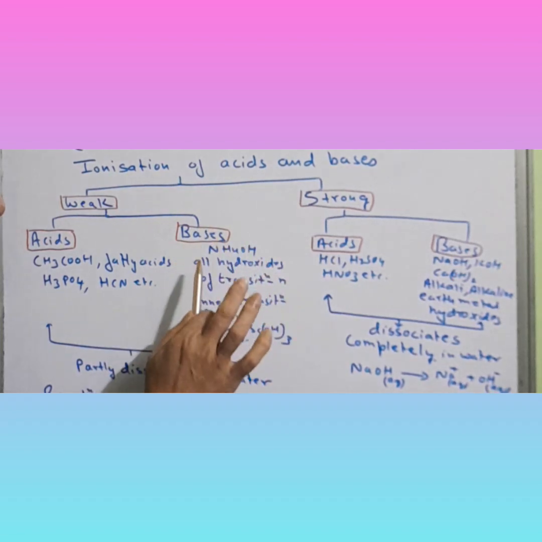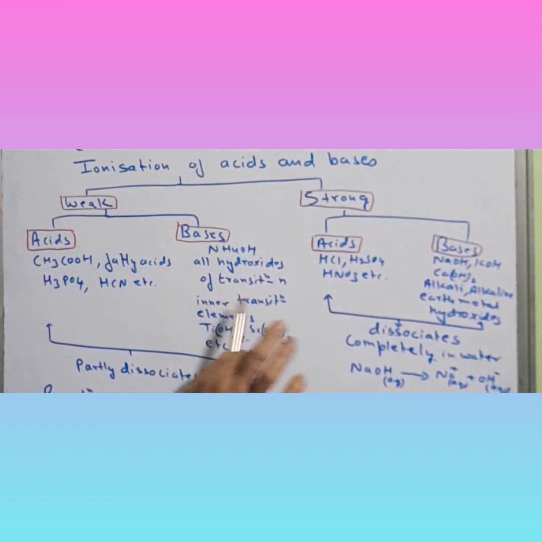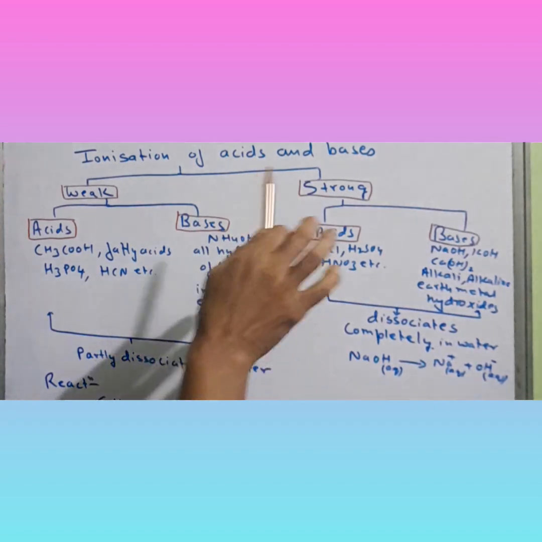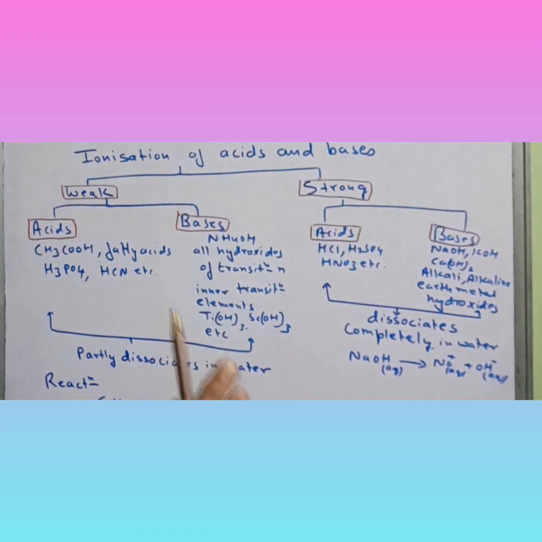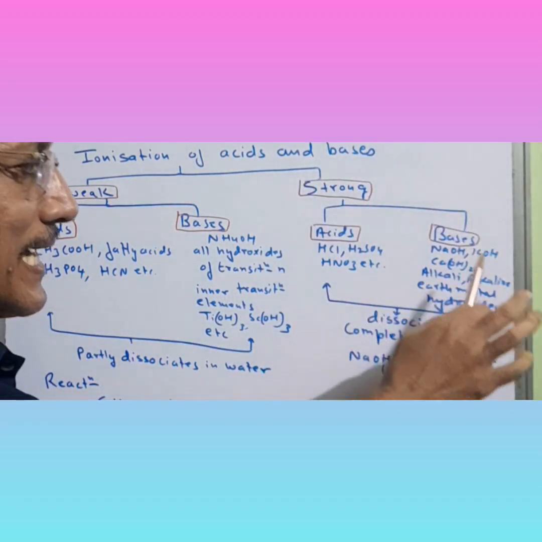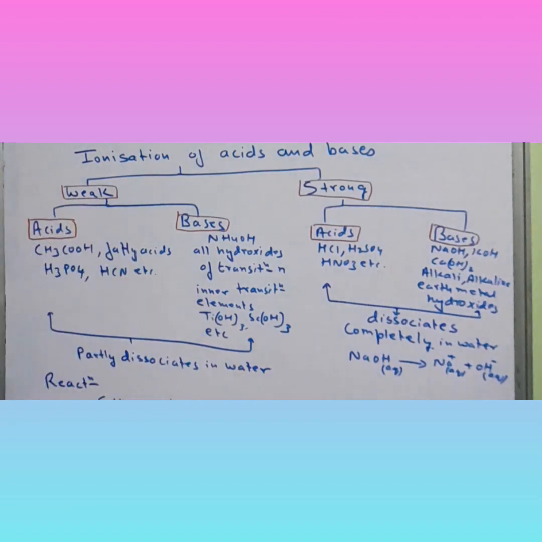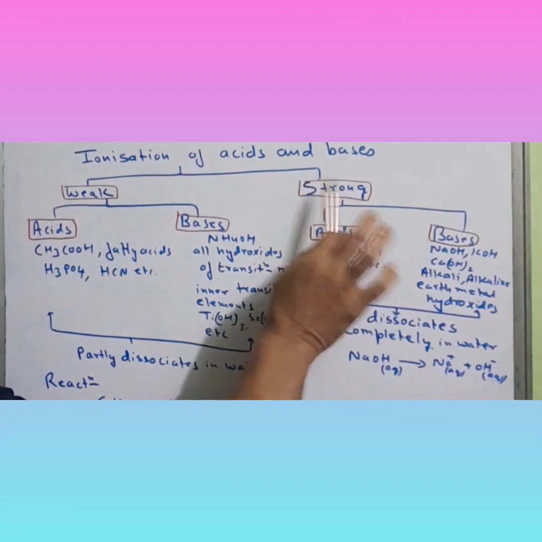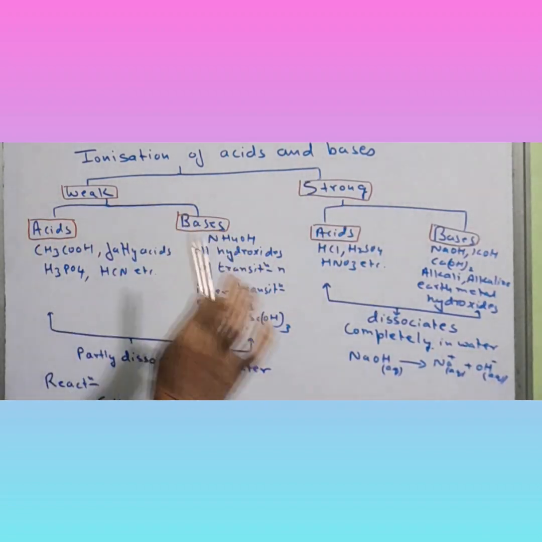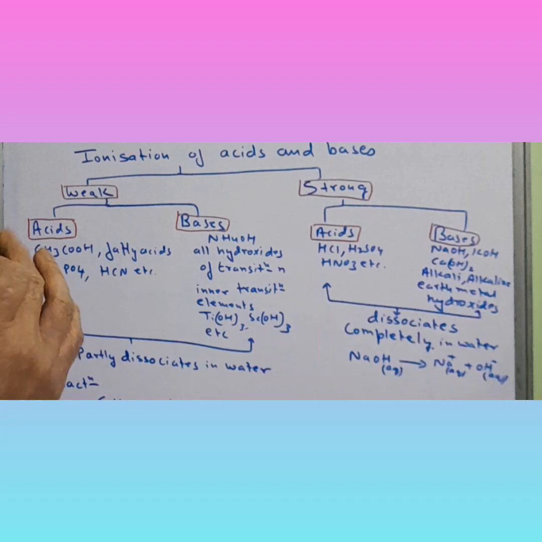Bases: ammonium hydroxide, and all hydroxides of transition and inner transition elements are weak bases, such as titanium trihydroxide, scandium trihydroxide, and varieties. And strong acids are hydrochloric, sulfuric, nitric. Strong bases are sodium hydroxide, potassium hydroxide, calcium hydroxide; all alkali and alkaline earth metal hydroxides are strong bases. So this is the differentiation between weak and strong acids and bases.